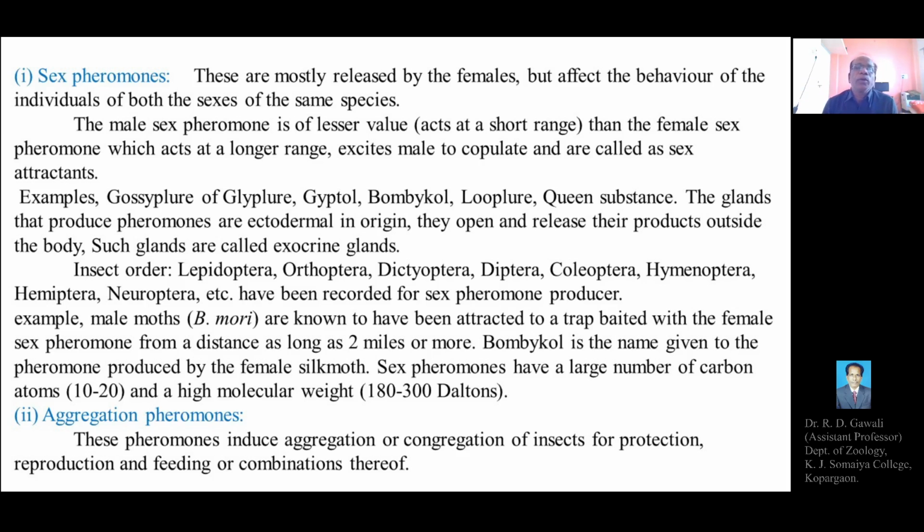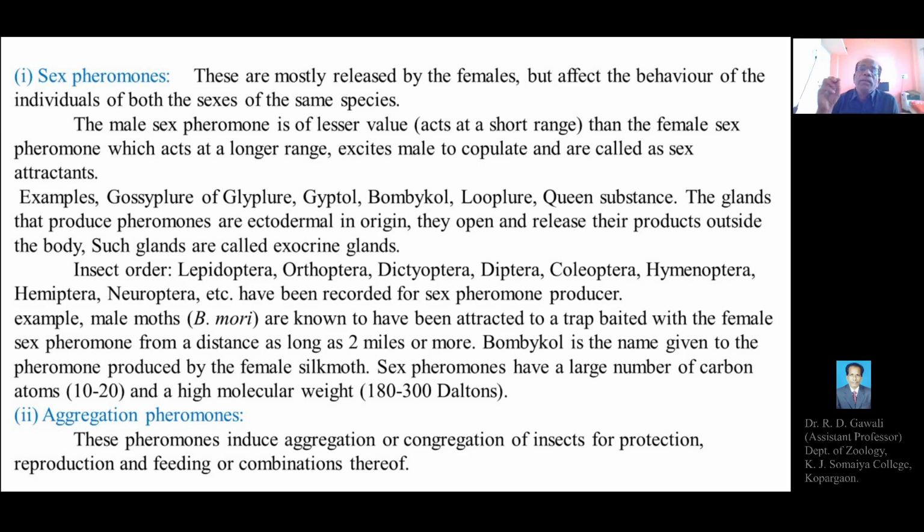The male sex pheromone is of lesser value and acts at a short range. So the male sex pheromones, which are released by the male members, have a shorter range of stimulation of the other members of the same species than the female sex pheromone, which acts at a longer range and excites the male to copulate and is called a sex attractant.